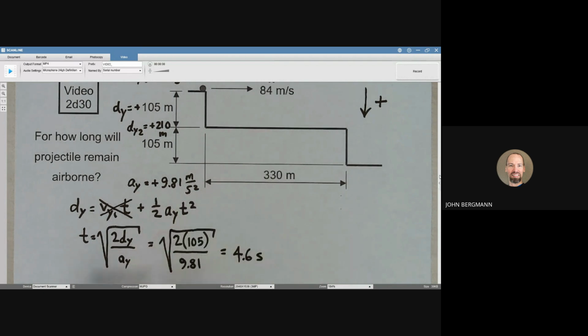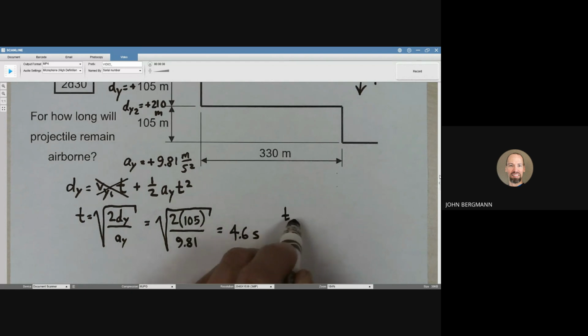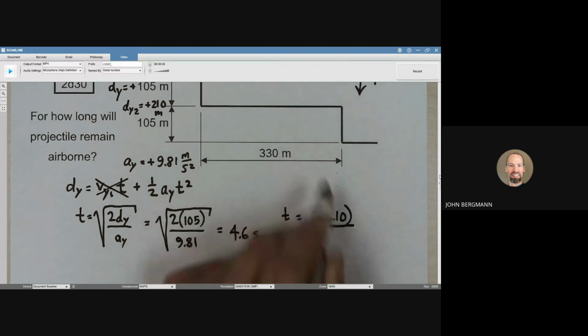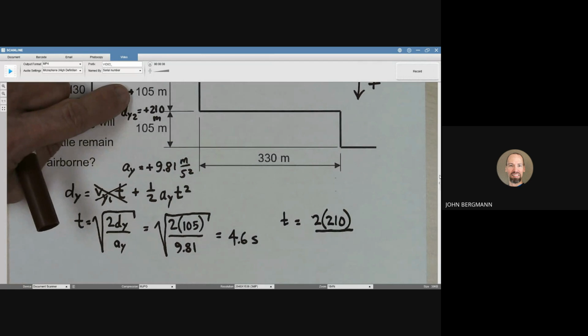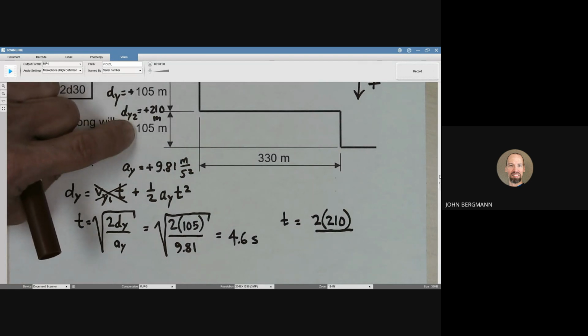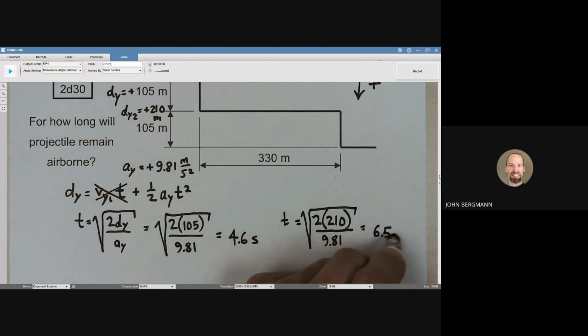If it clears the shelf, however, then that time is going to be the square root of 2 times 210 over 9.81, because it will go downward 210 meters, right here where I'm pointing in the upper part of the screen. 105 plus 105, that's 210. Make sure you take the square root of this entire quotient, not just the square root of 2 or the square root of the numerator. That comes out to be 6.5 seconds.